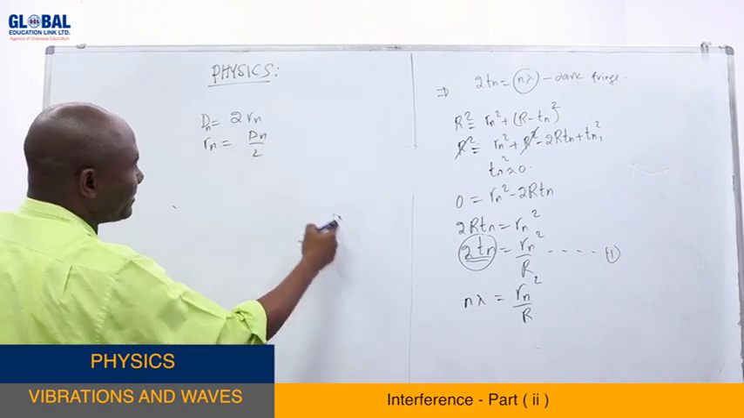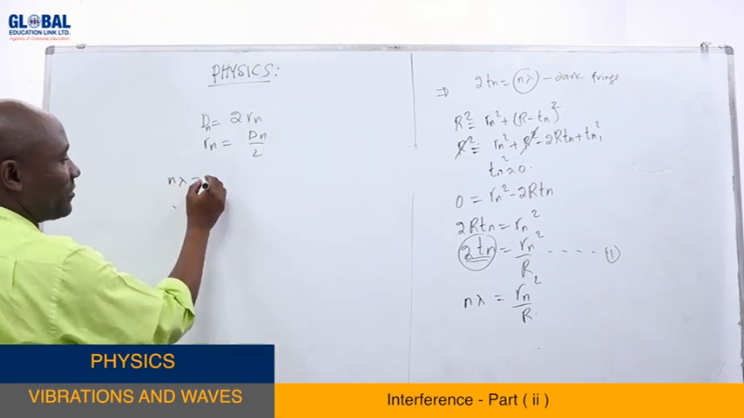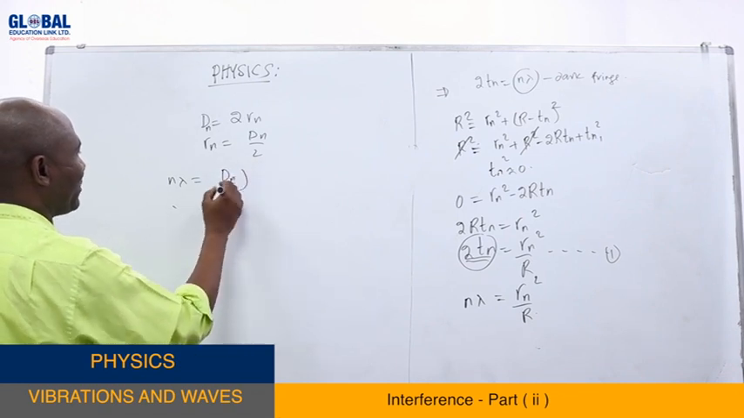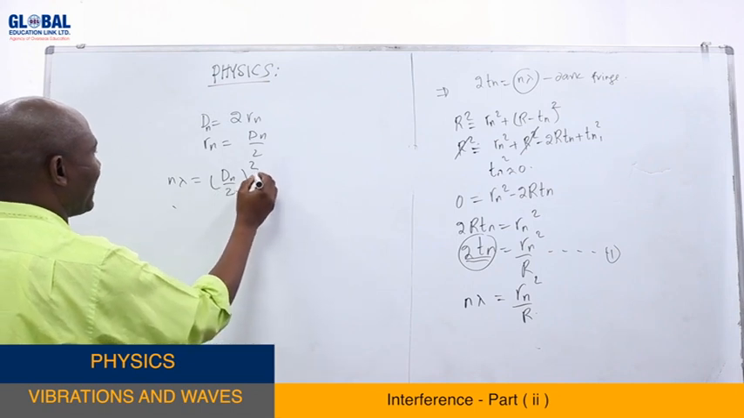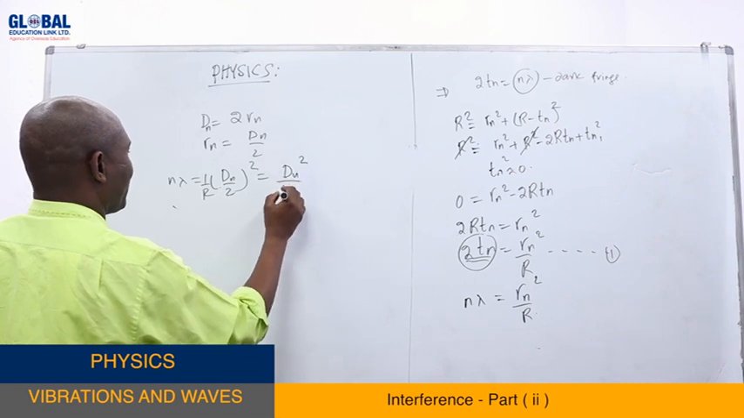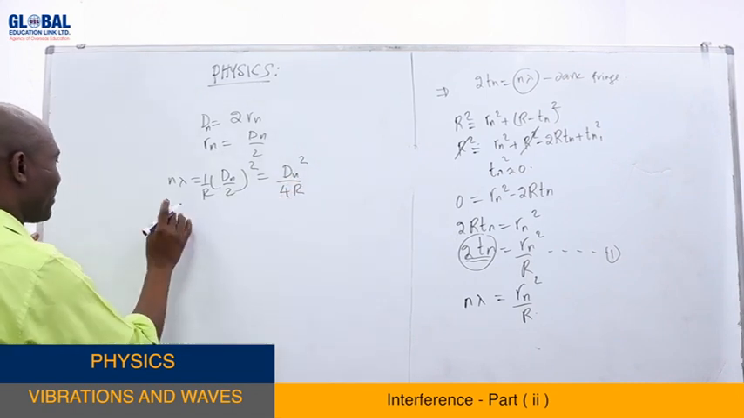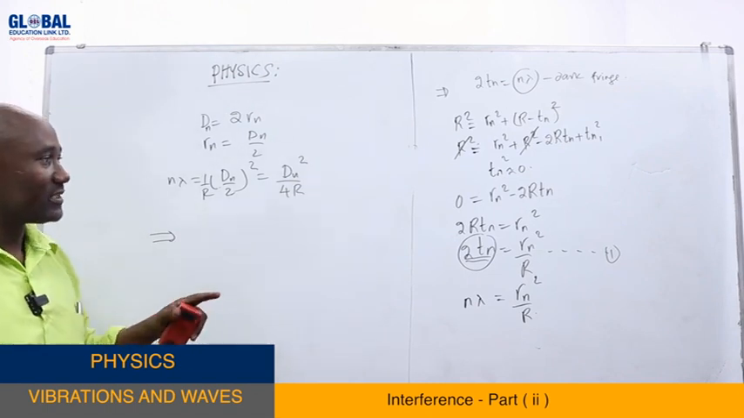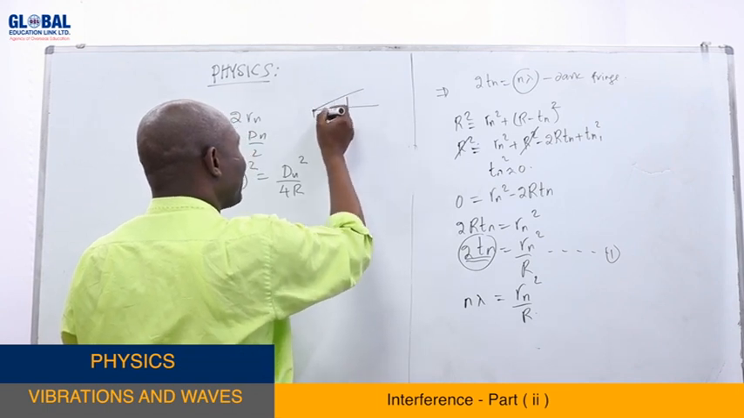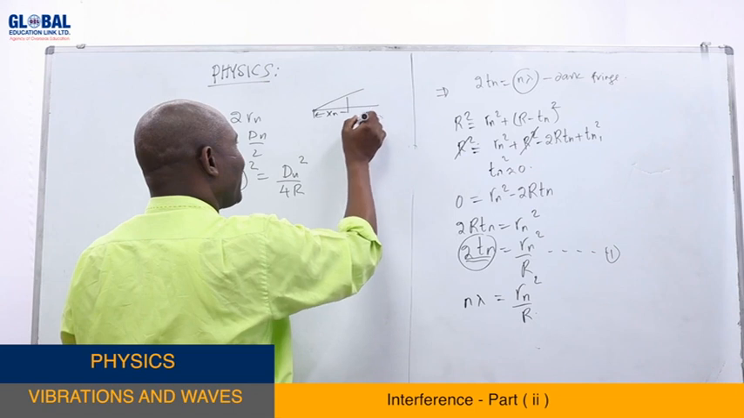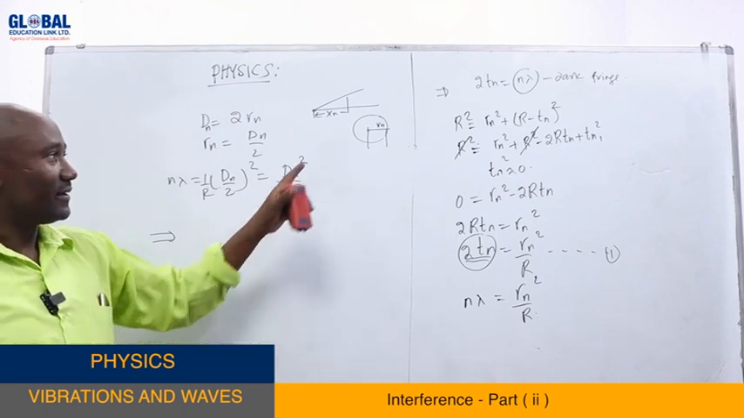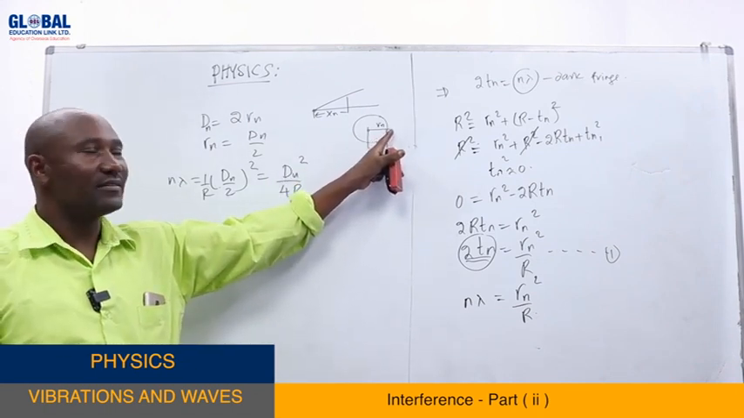If you plug this into the formula given here, we have nλ equals (Dn over 2) squared over R, giving us Dn squared over 4R. So when talking about the rings, you are looking for the corresponding diameter. When talking of the air wedge, we are supposed to find the distance from the center, maybe that was xn. But when talking of the ring, the distance from the center is given as the radius, the radius corresponding to the first bright and so on.